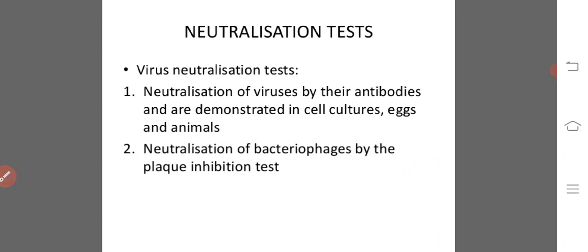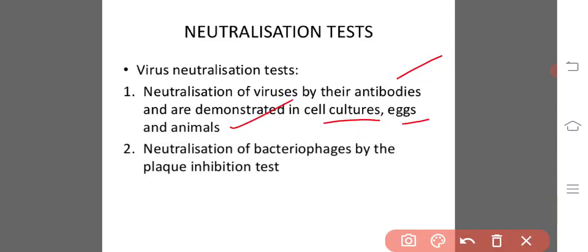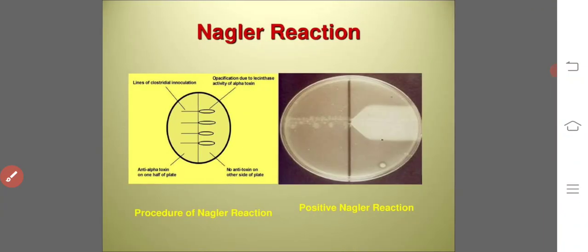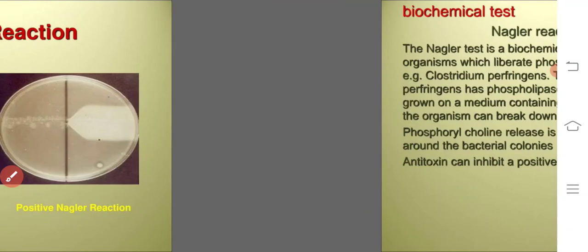And neutralization test, virus neutralization test. Neutralization of viruses by their antibodies is demonstrated in cell cultures, eggs, as well as animals. Neutralization of bacteriophages by the plaque inhibition test. This is the Nagler reaction. Here, this is the procedure, and this is the positive result of the Nagler reaction.